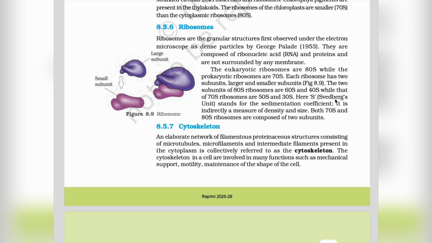Here S, Svedberg's unit, stands for the sedimentation coefficient. It is indirectly a measure of density and size. Both 70S and 80S ribosomes are composed of two subunits.